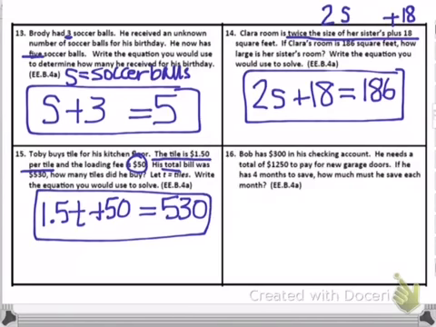Let's look at 16. Bob has $300 in his checking account. He needs a total of $1,250 to pay for new garage doors. If he has 4 months to save, how much must he save each month? So again, here's a good key word, a total of. So that means that the total that I have got, or in Bob's case, Bob has to save $1,250. Now, he has 4 months to save. So if we know that, what we're trying to figure out is how much he needs to save. So we're going to use D for dollars. I'll put that right down here.